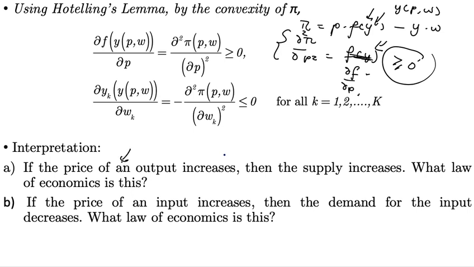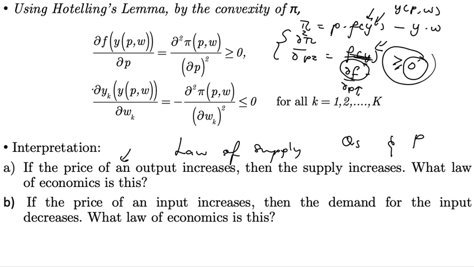So look at A. If the price of an output increases, which is this, yeah, then the supply increases. How do we know the supply increases? Because the output here increases by more than 0 or at least 0, then the supply increases. What law of economics is this? This is nothing else but the law of supply. Remember, quantity supplied and price.